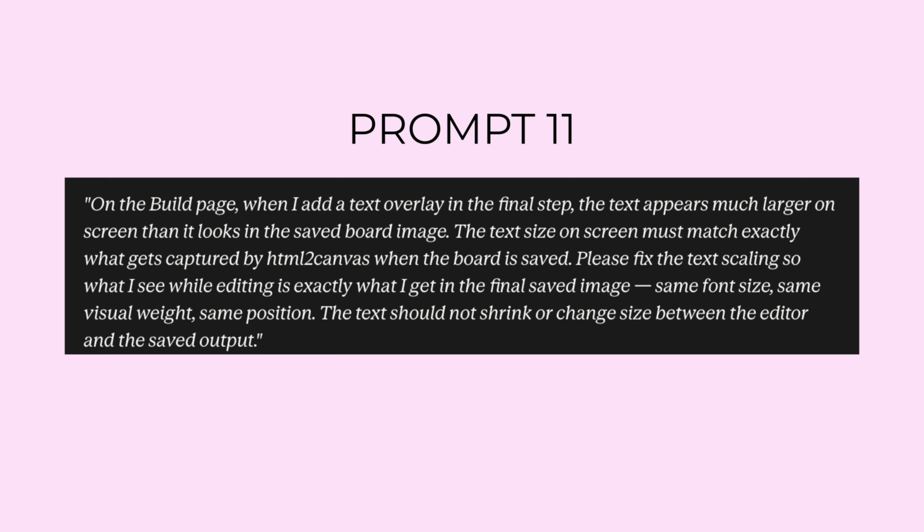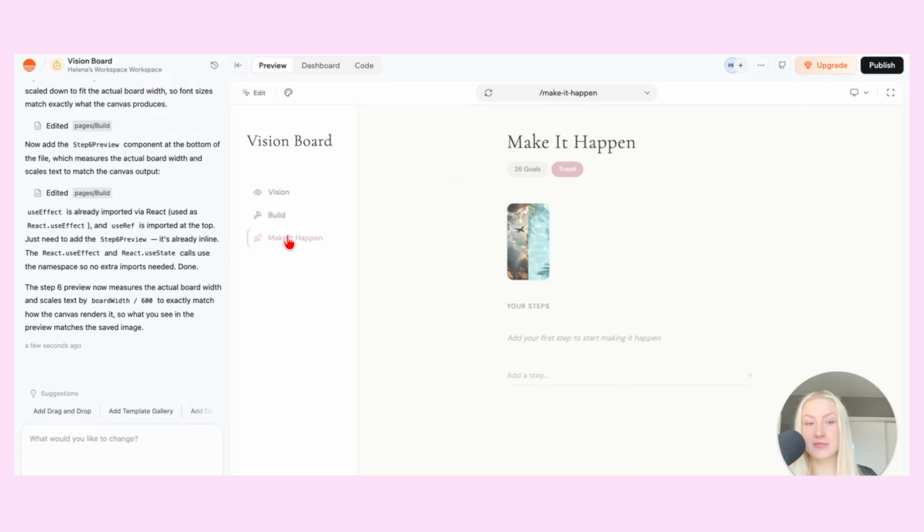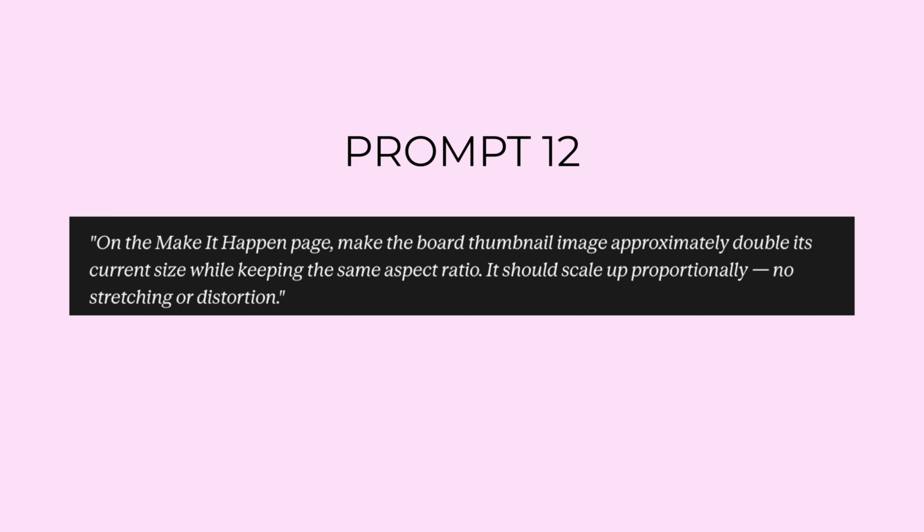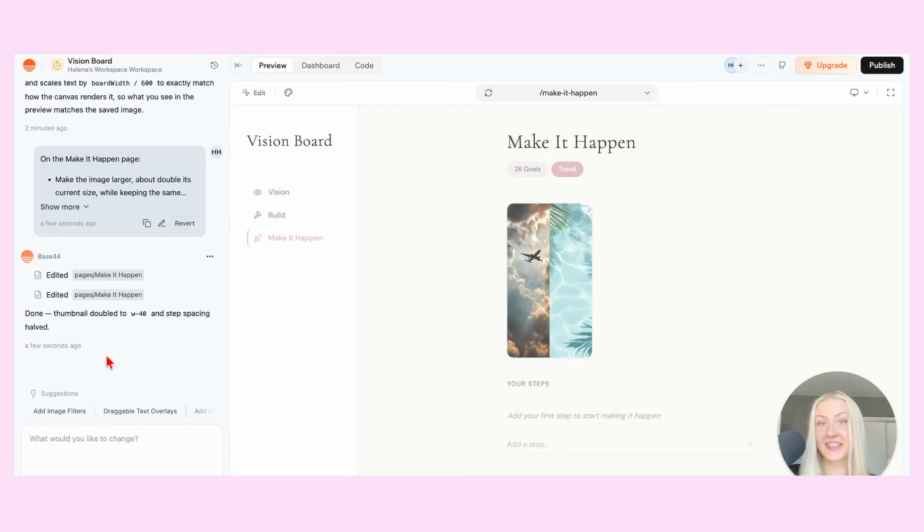And here is the 11th prompt I used to fix this text bug. One more small tweak. Let's fix this make it happen page. Let's make this image bigger. So go ahead and copy paste the 12th prompt to make the images bigger. This was our final adjustment today.